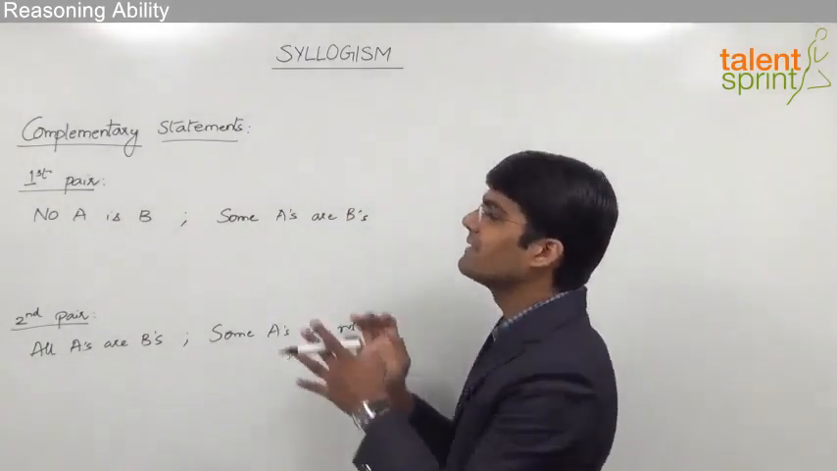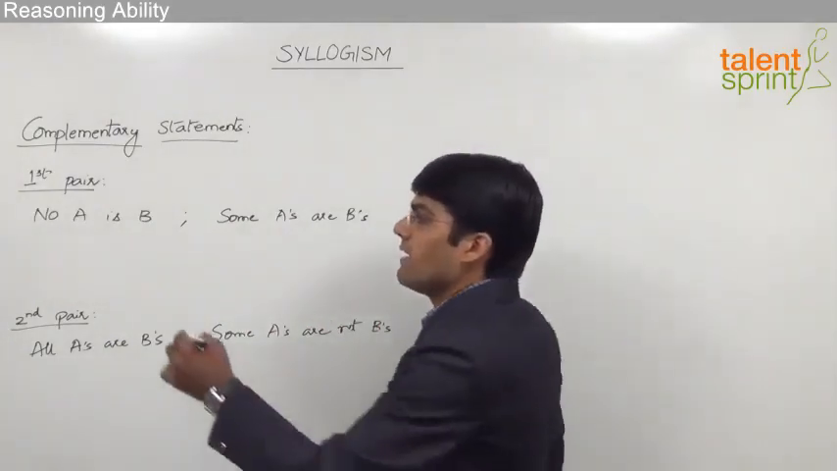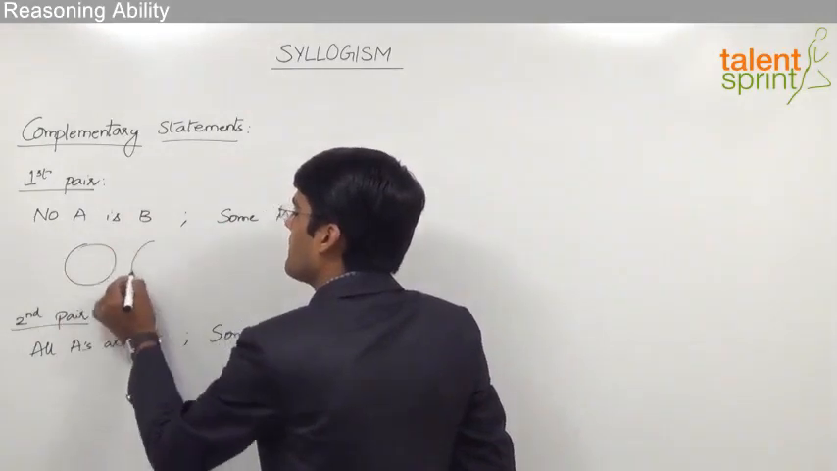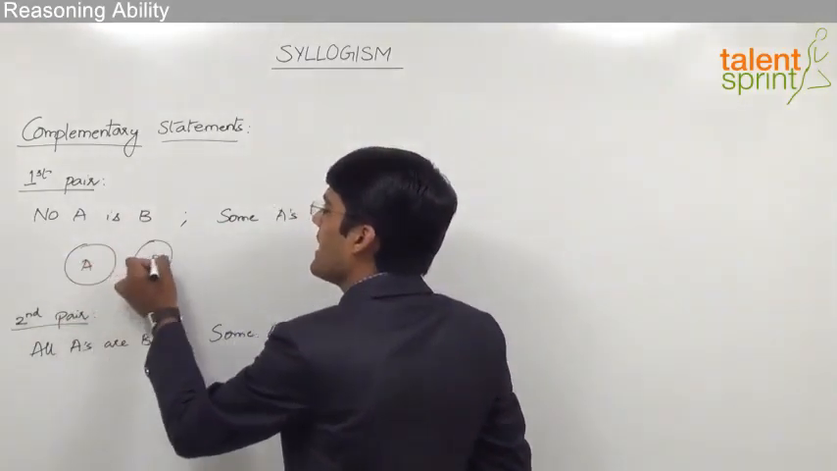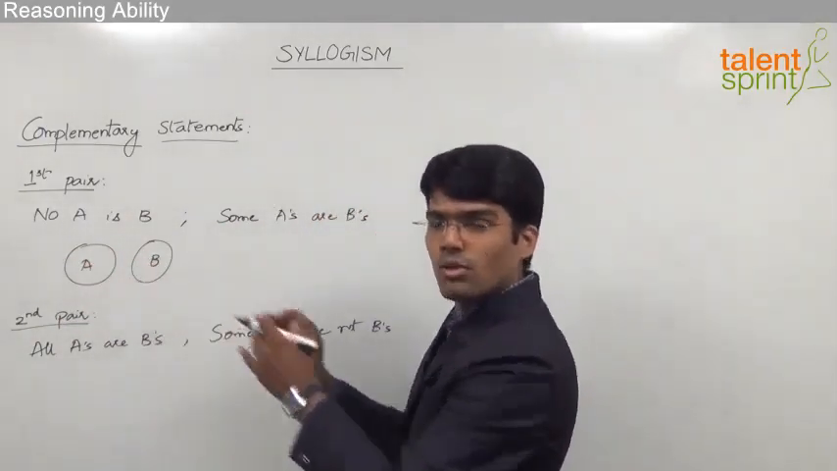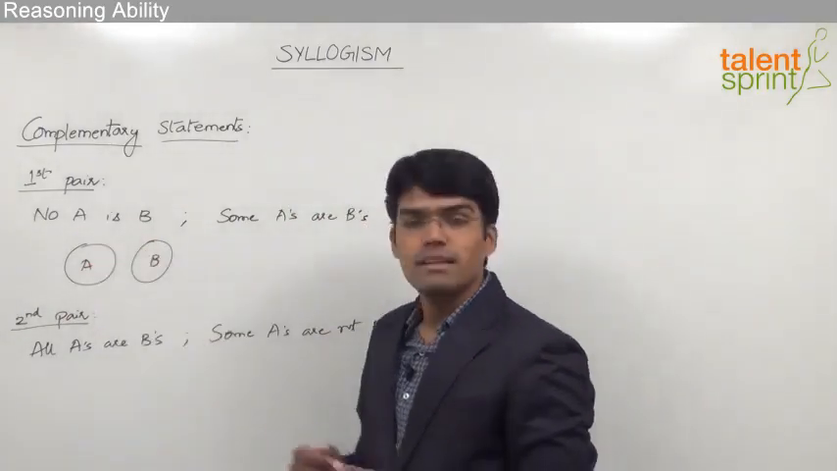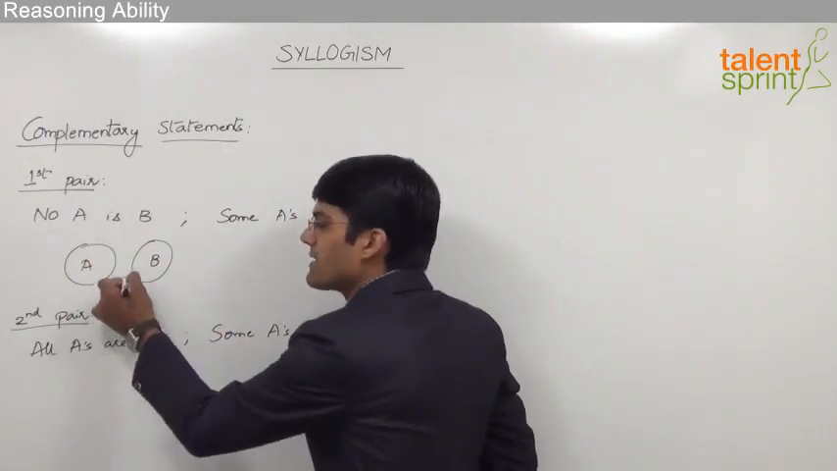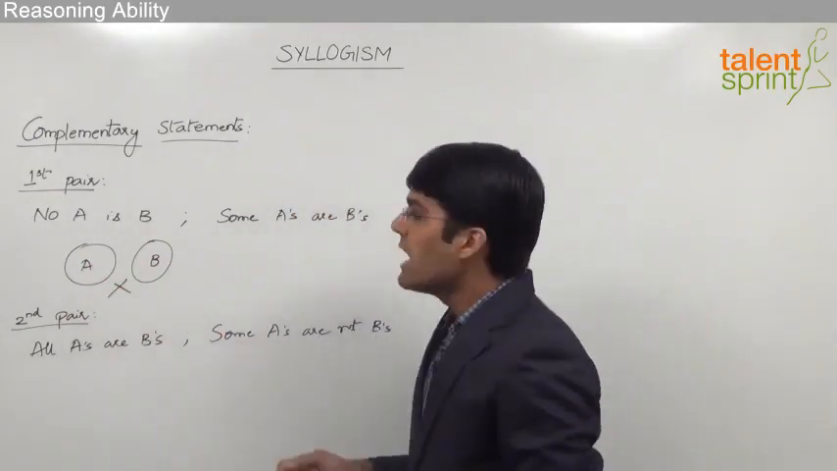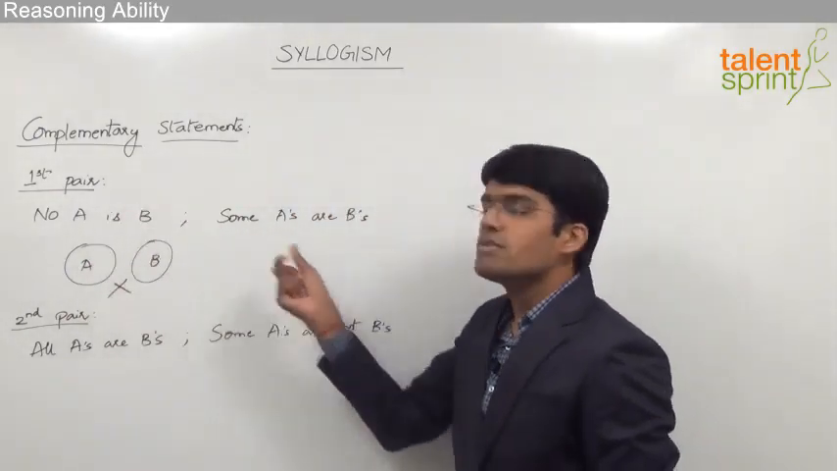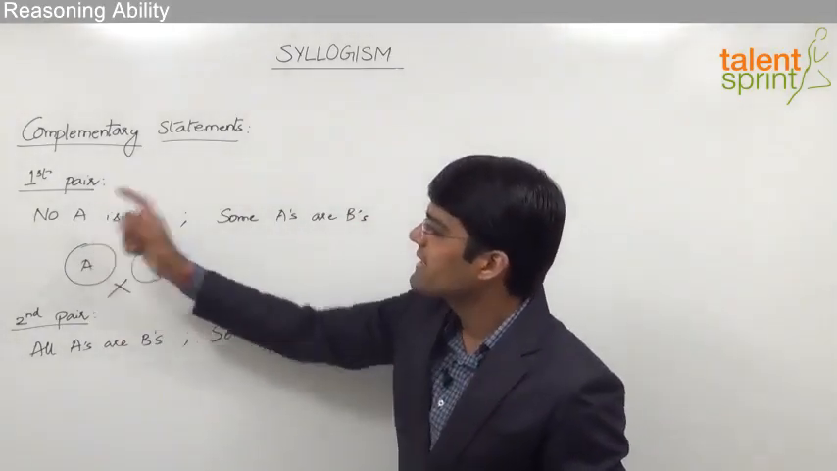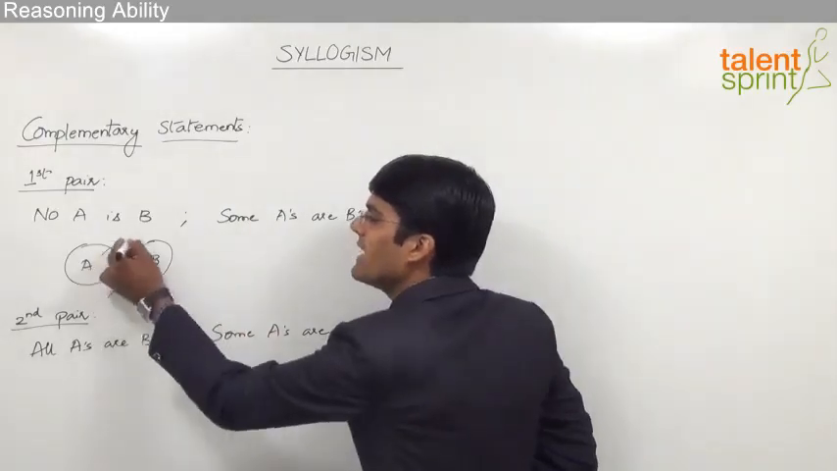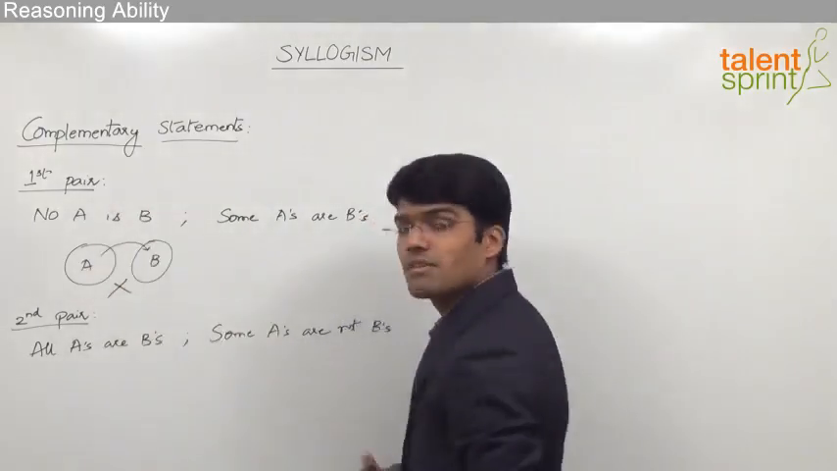Let us understand this with the help of an example. No A is B. So this can be represented with the help of this diagram. This is A and B. As we have already discussed, the only possibility for no A is B is this Venn diagram. Now for this condition to be false, for this condition to fail, at least one of the A should be B. Only then we can say that no A is B is false. So when at least one of the A's comes under B, the condition fails.